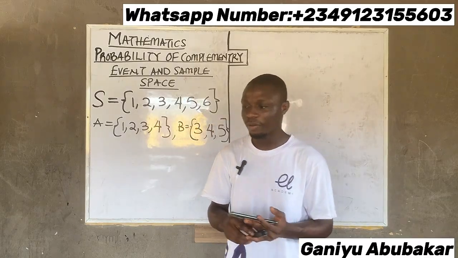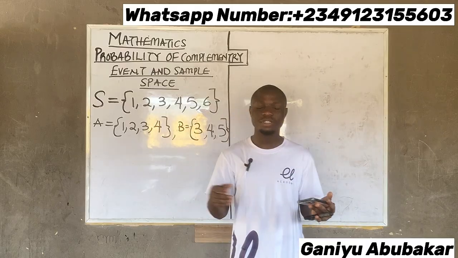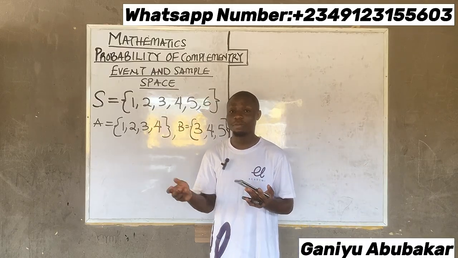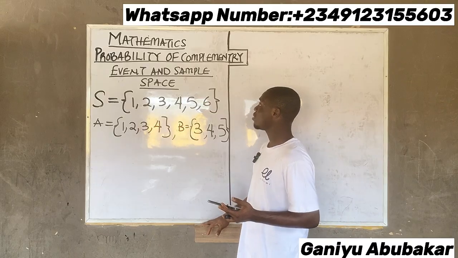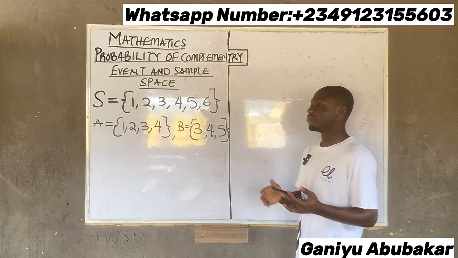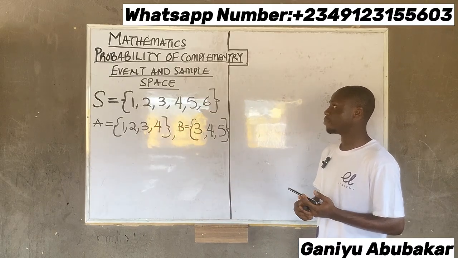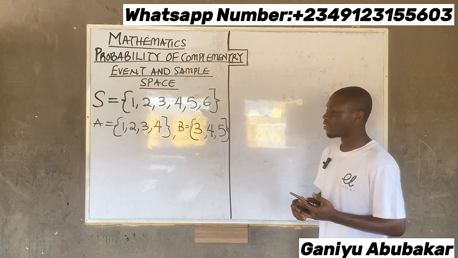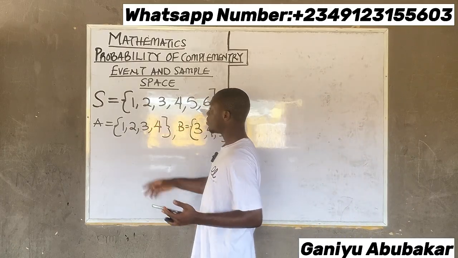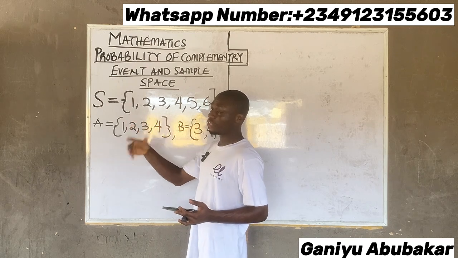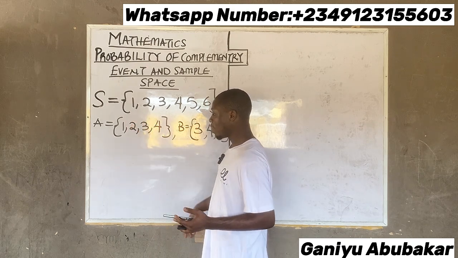Let's proceed with the study of probability. Let's look at yet another concept called probability of complementary events and sample space. First, I would like to do a recap of something. Let's say I have a die. Let's say I toss a die, right?